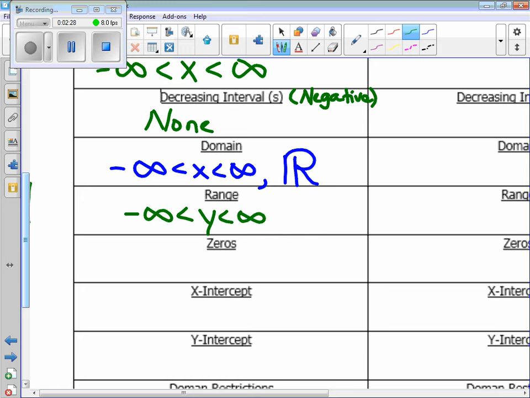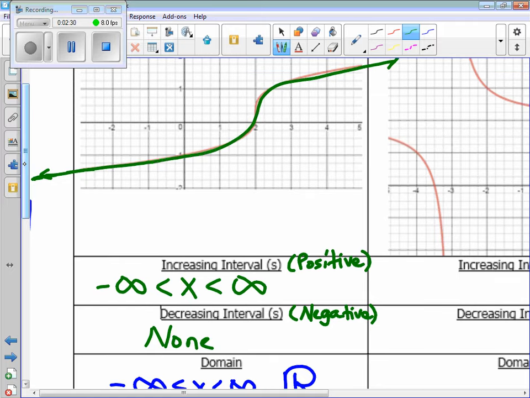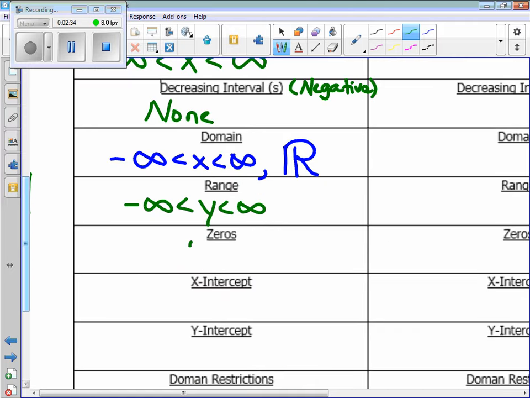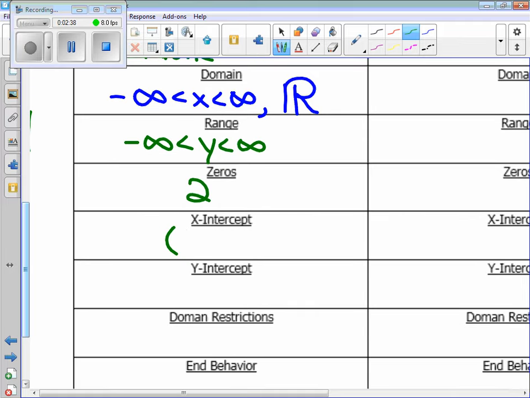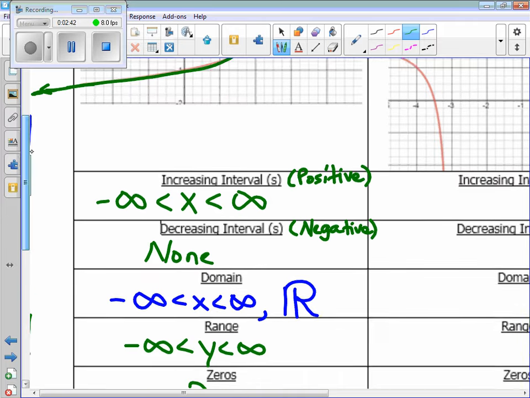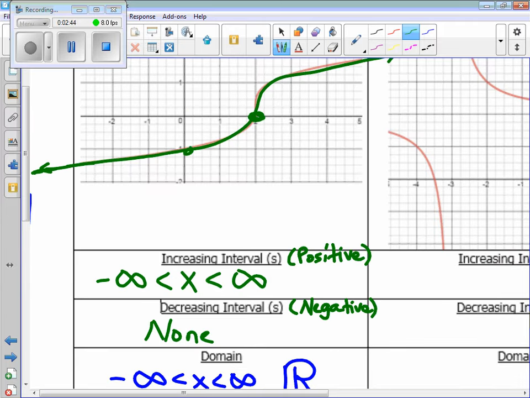Zeros is where it crosses the x-axis. At 2, 0, the zero is a number. The x-intercepts are actual coordinates, 2, 0. The y-intercept is a coordinate. It's at 0, negative 1.